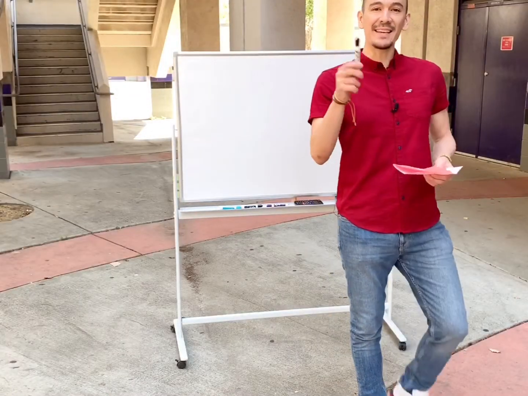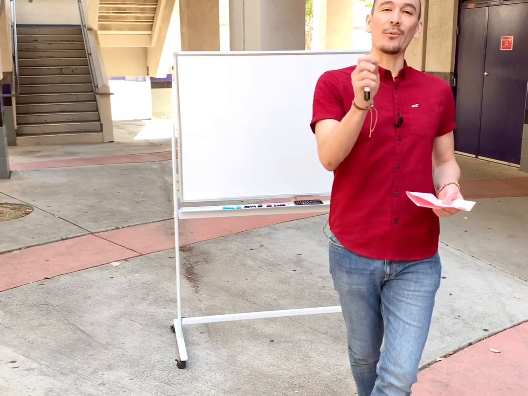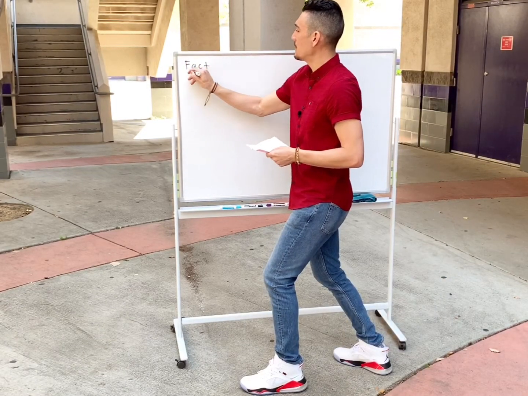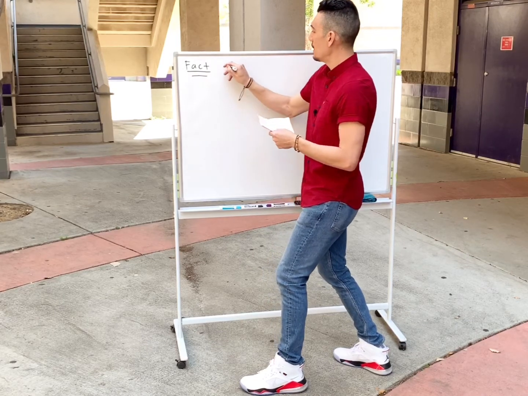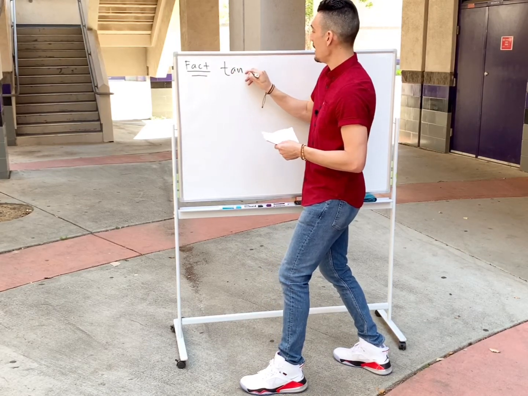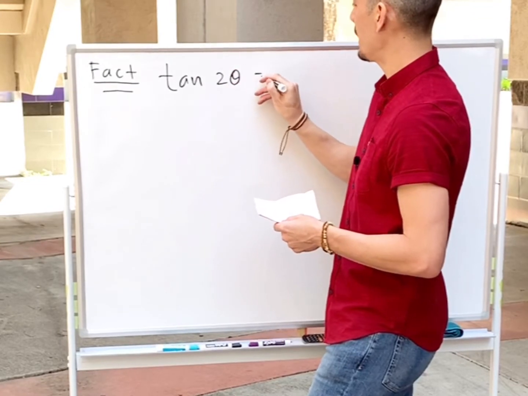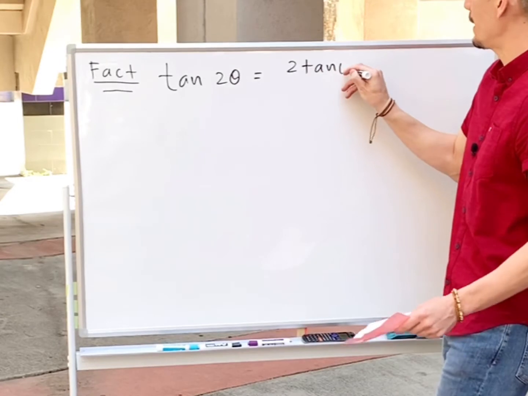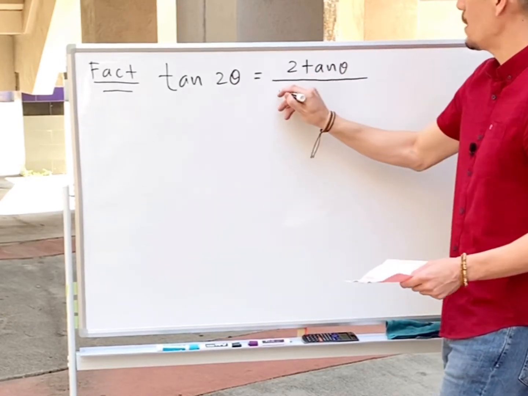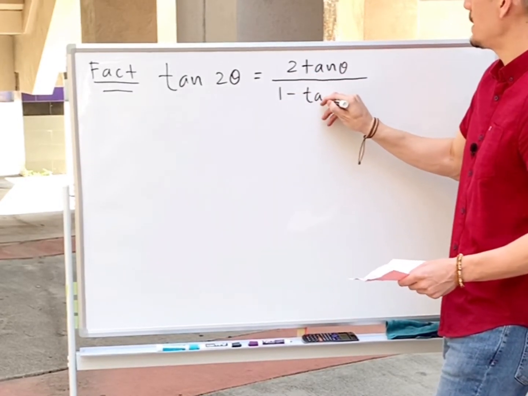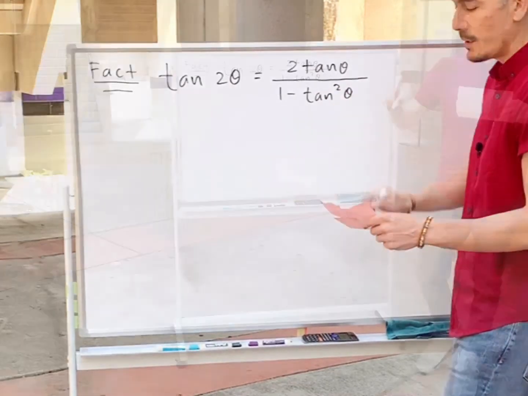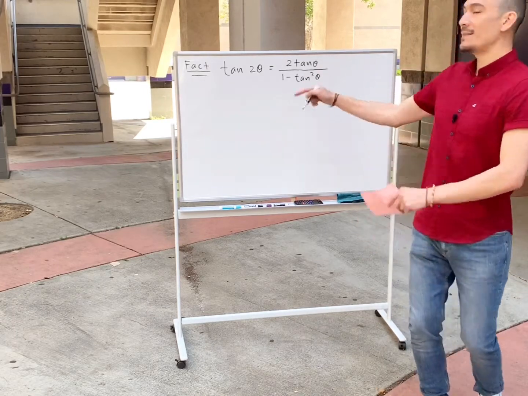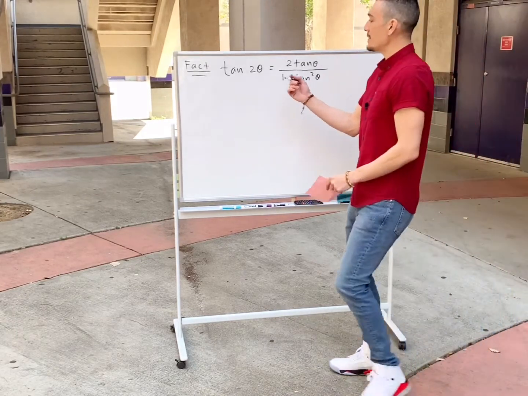Okay guys, please take out yesterday's notes and let's try one more problem. Here is another fun fact to add to your list of facts: tangent of 2 theta equals 2 tangent theta divided by 1 minus tangent squared theta. So here's another one of those identities that I want us to get familiar with. With this fact in mind, let's try this example here.